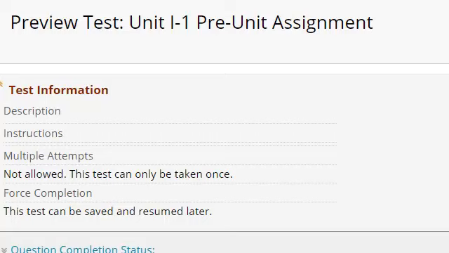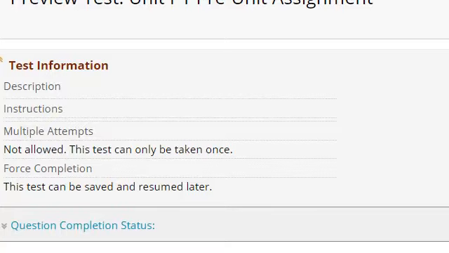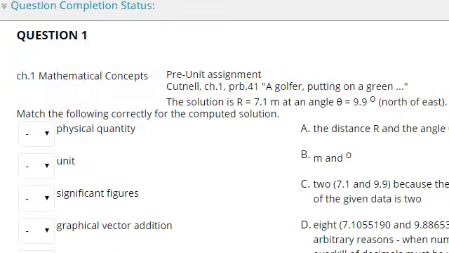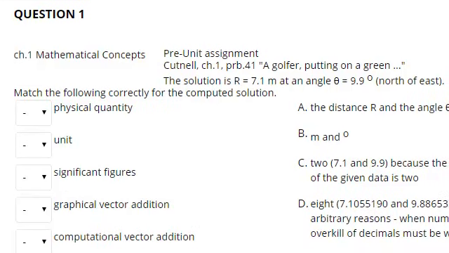This is the recording for the Unit 1 pre-unit assignment for metric system and motion. So the idea behind this is that you're looking at the book before you come to class. So these here you should be able to solve them by looking in the book.